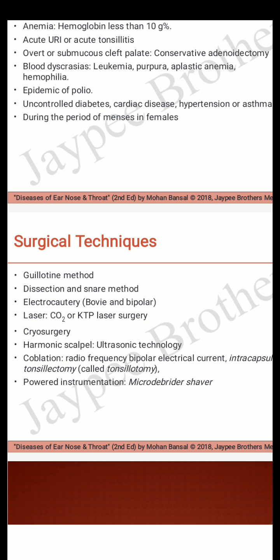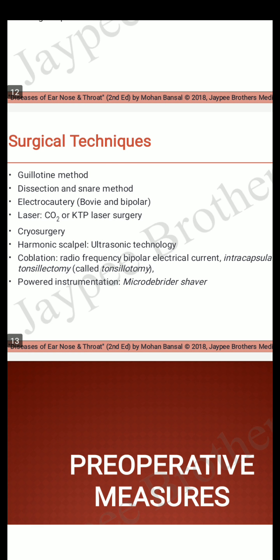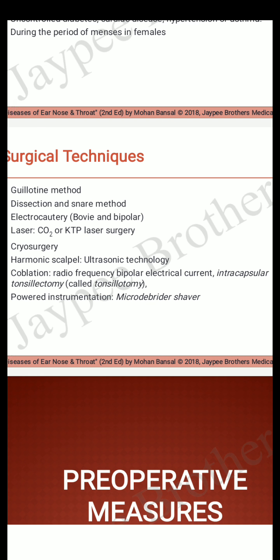So surgical methods are the guillotine method, dissection and snare method, electric cautery method, that's named by Bowie, and bipolar method. Laser method using KTP laser or carbon dioxide laser. Cryosurgery, harmonic scalpel using ultrasound technology. Coblation method where radiofrequency bipolar current is used. Intracapsular tonsillectomy or tonsillotomy is also done.